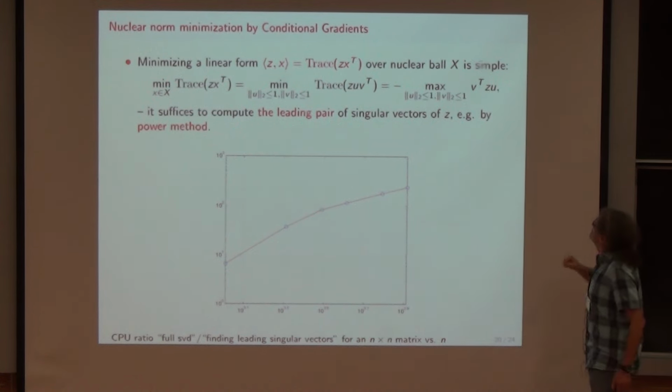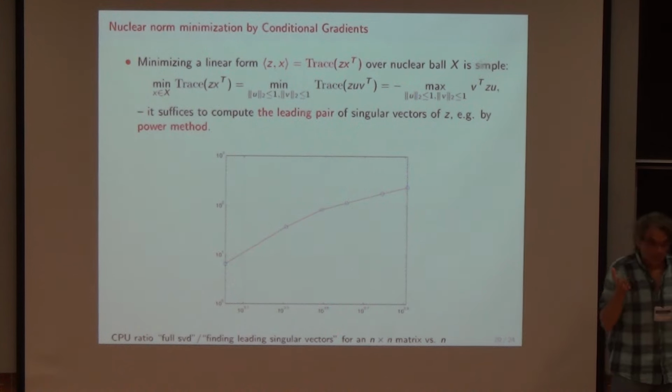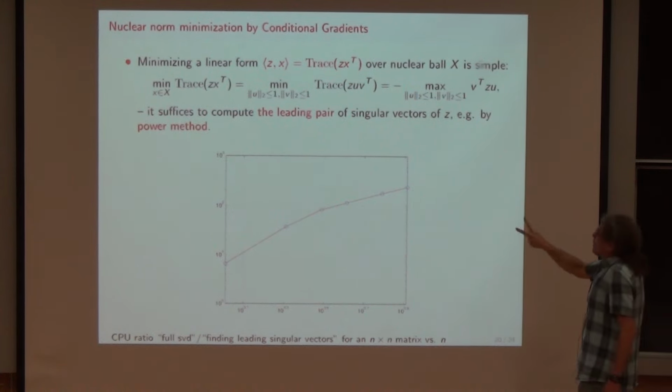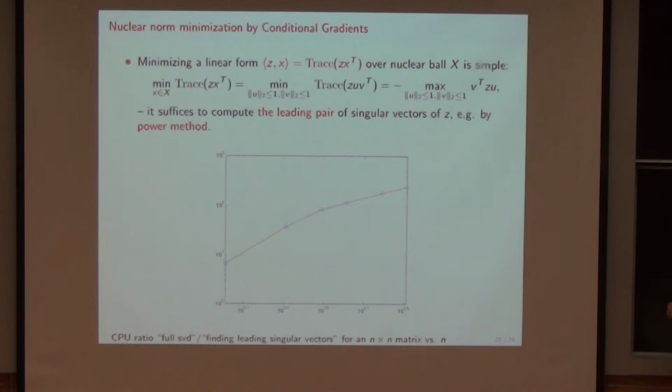Z times V. And this is just computing the principal singular value, and the maximizers will be the corresponding singular vectors. This operation may be much easier than computing the complete singular value decomposition. For instance, you can use the simple power method, which will most often be much faster than computing the whole singular value decomposition.